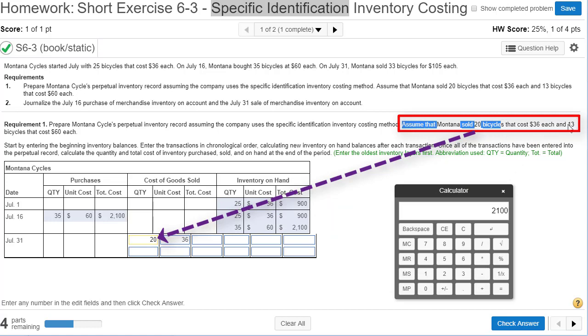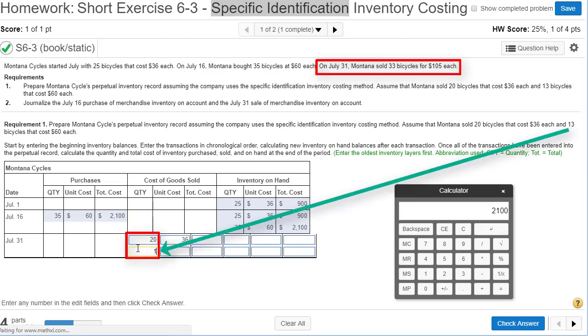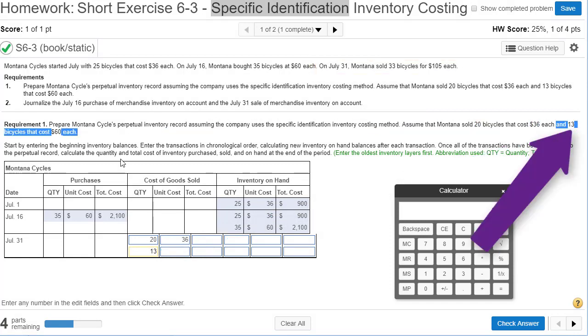Now remember, back up here, it says on July 31st, we sold 33 total. Notice we're doing July 31st here. And if we're selling 33 total, that means we need another 13. And it tells us that right here. We did not have to do the math. I'm just showing you how that works. We sold 13 bicycles that cost $60.